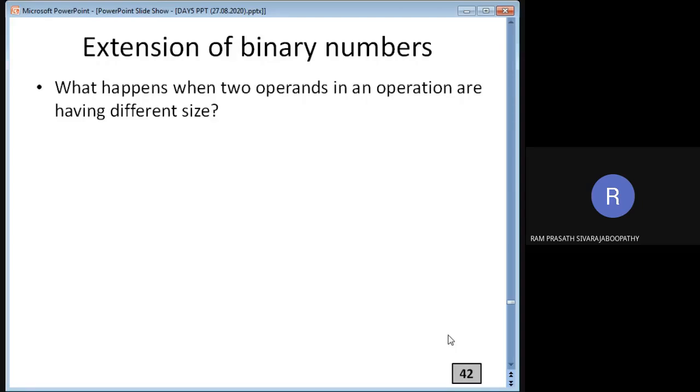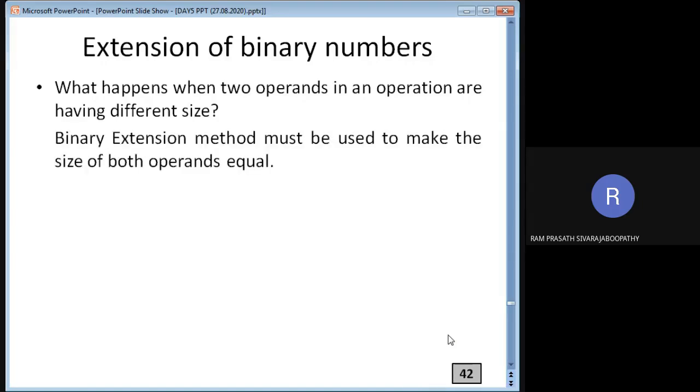So far what we have told, if two numbers are unequal in the bit size, what did we do? We add 0. Very good. Before the number, before the MSB, we will add 0 till the size becomes the same. Correct?